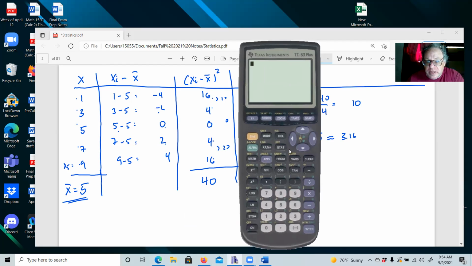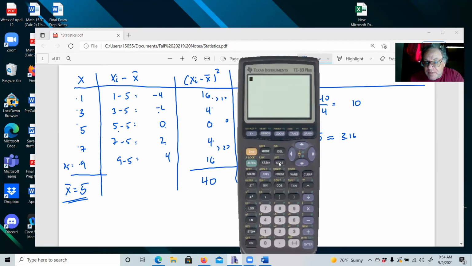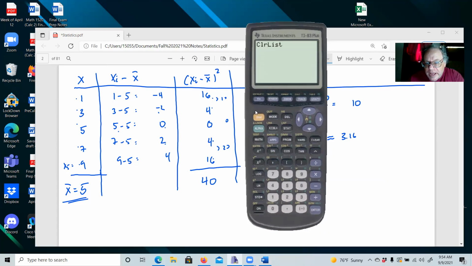Okay. What you're going to do is you see this little stat button off to the side here? Stat. And you're going to be in edit. It's asking you to give it a list. I'm going to go ahead and clear my list before I start. When you want to get rid of your list, use clear list. Clear list. And it's asking me which list I'd like to clear. And I'd like to clear list 1. That's the second function 1, so the little yellow L1 here. That's what I'm clearing. Great.